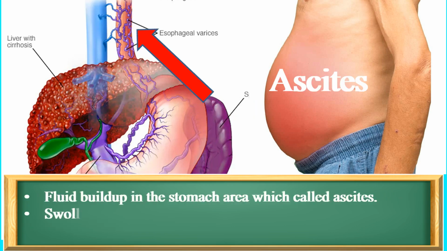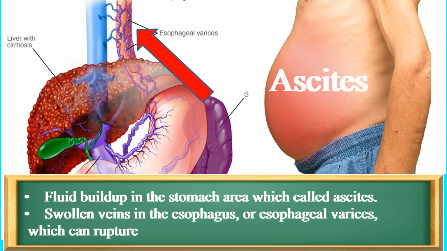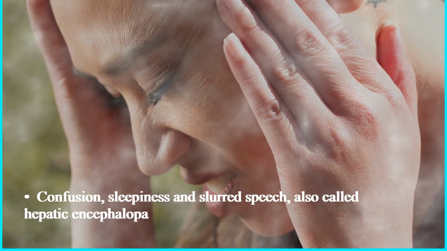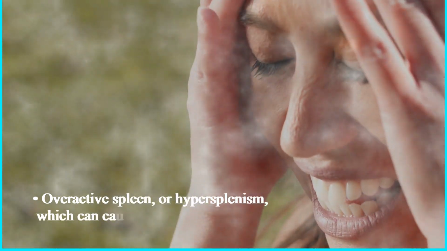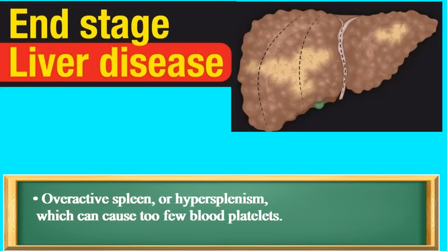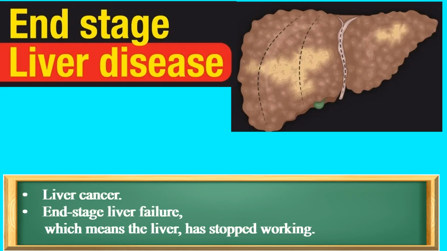Swollen veins in the esophagus, or esophageal varices, which can rupture and bleed. Confusion, sleepiness and slurred speech, also called hepatic encephalopathy. Overactive spleen, or hypersplenism, which can cause too few blood platelets. Liver cancer. End-stage liver failure, which means the liver has stopped working.